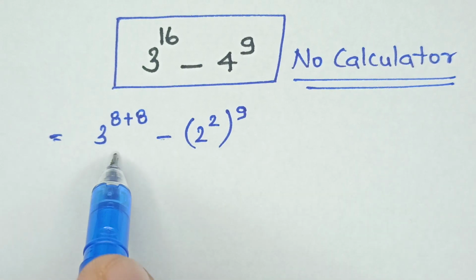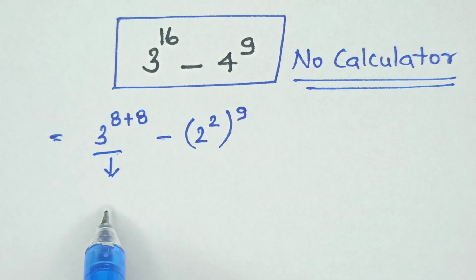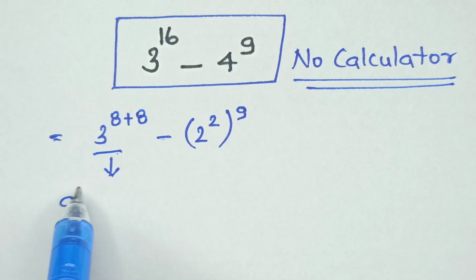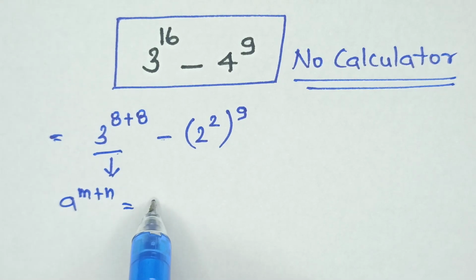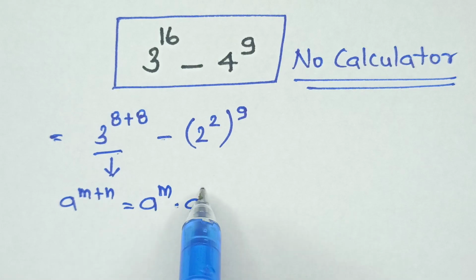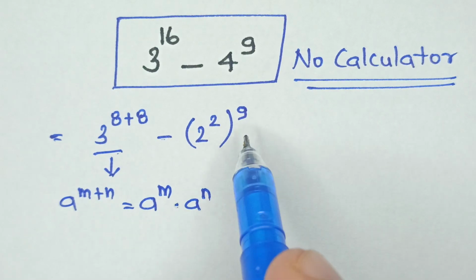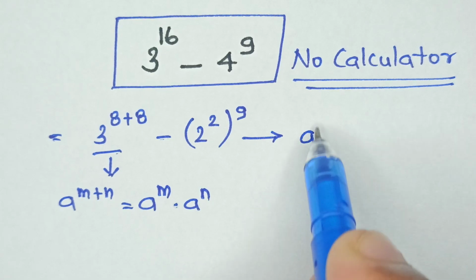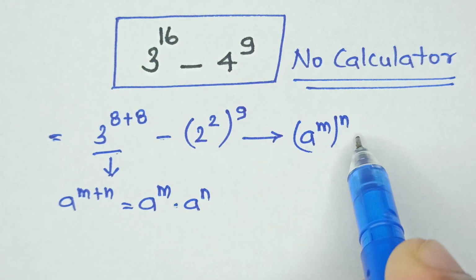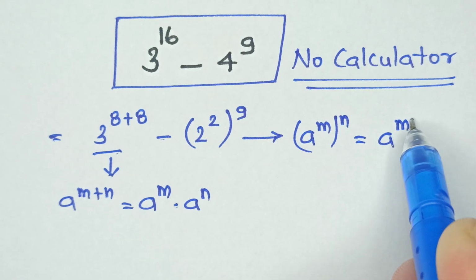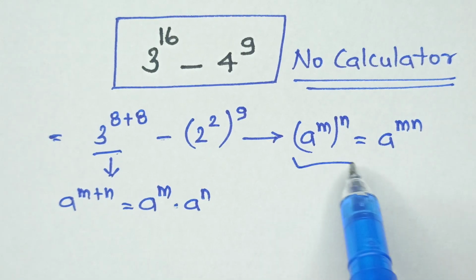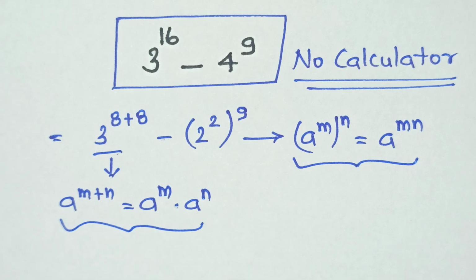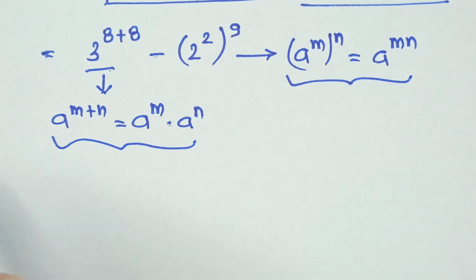Now in this particular part here, I'll be using a property of exponent that says that a raised to the power m plus n can be written as a raised to the power m multiplied by a raised to the power n. And in this part over here, I'm going to use a property of exponent that says that a raised to the power m whole power n can be written as a raised to the power m multiplied by n. So we are going to use these two properties in these two parts over here.